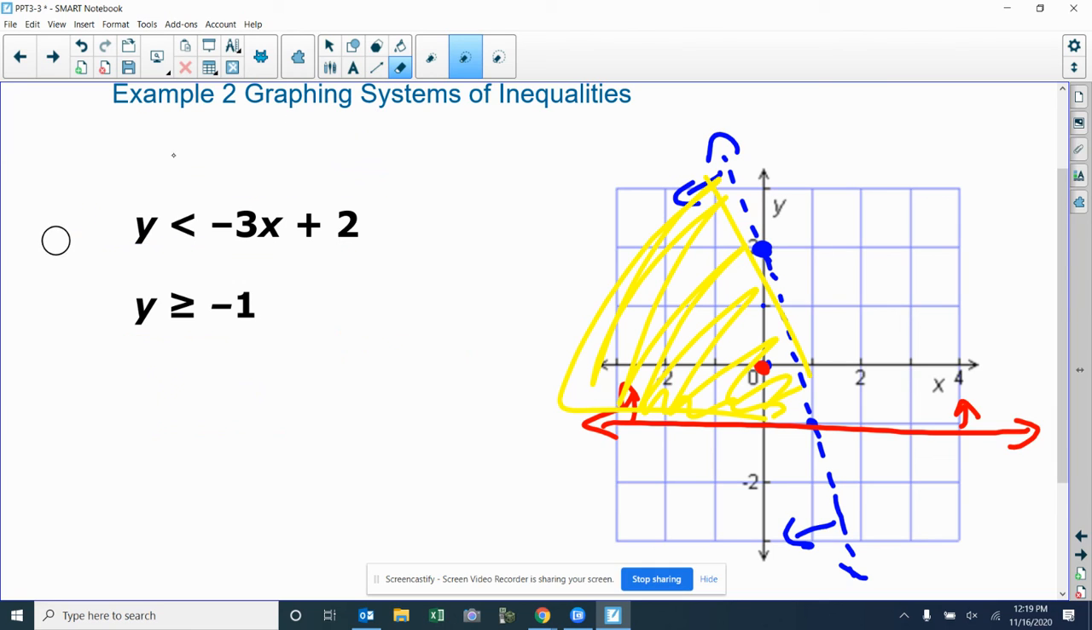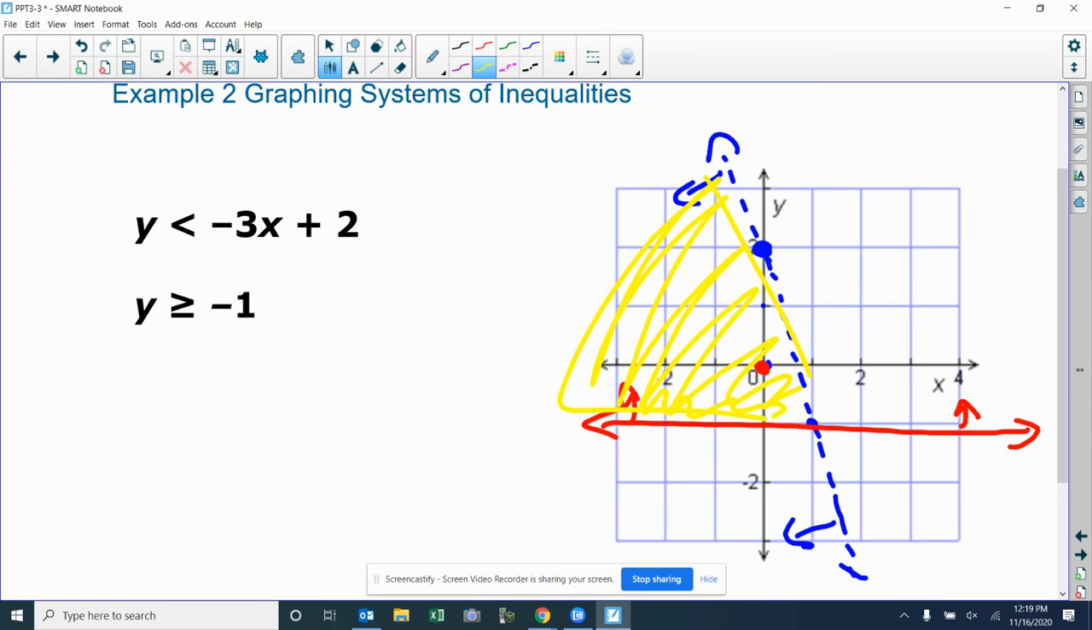Again, we did this with a single one about 2 weeks ago, didn't we? Now, we're just adding that second one. What's the only thing new? You shade what they have in common. That's the only thing new today. How's that feel? Feel better?